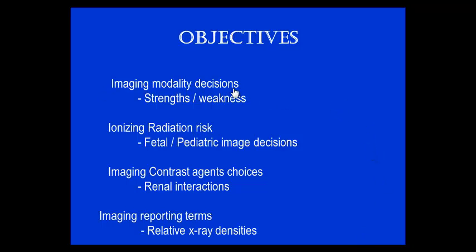The imaging modalities, the various choices we can make, something about their strengths and weaknesses. Ionizing radiation is a big concern. It always has been, but especially with fetal and pediatric exposure. And we give contrast agents. We can get patients to drink or to inject material, and there are some renal interactions and some allergic reactions, so we need to be aware of those. And then thinking about our reporting terms, what terms we're going to see in a report.